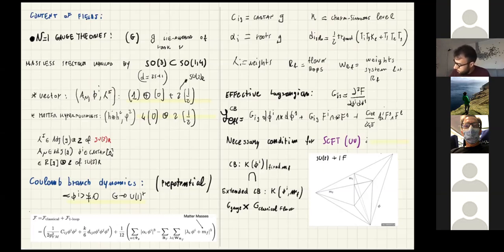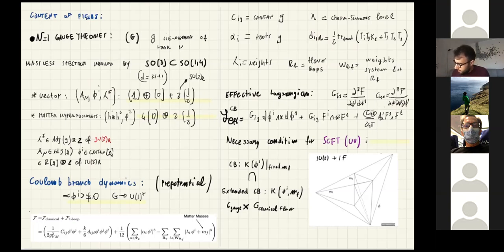And moreover, we also have this term, this effective Chern-Simons coupling, which is the third derivative of the prepotential with respect to the Coulomb branch parameter. So this determines the effective dynamics in the Coulomb branch.